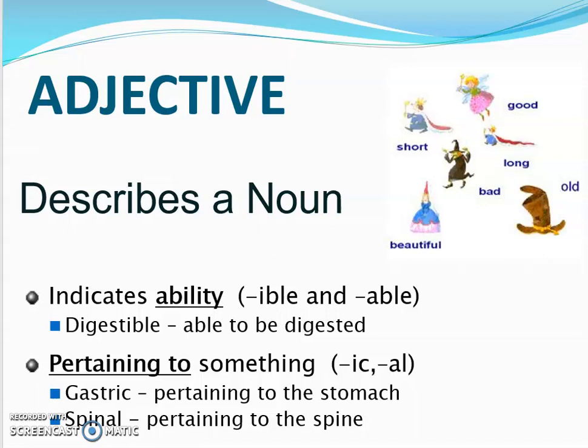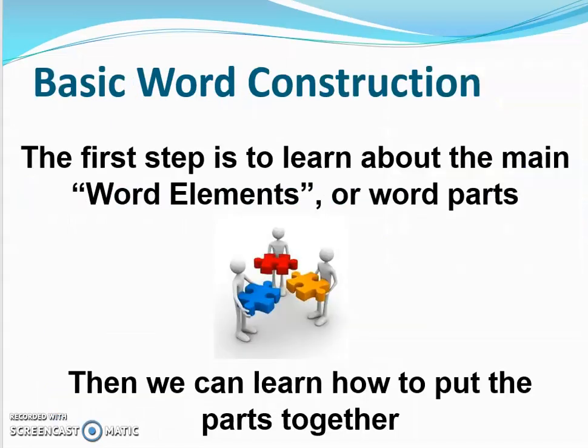So we could say that we could eat something and we would digest it, and we would be saying that the food that we're eating is digestible, able to be digested. Once again, don't focus on the words I'm using here, just focus on the concept of the slide. Adjectives describe nouns. Now, let's jump into basic word construction. That was our quick review of English language.